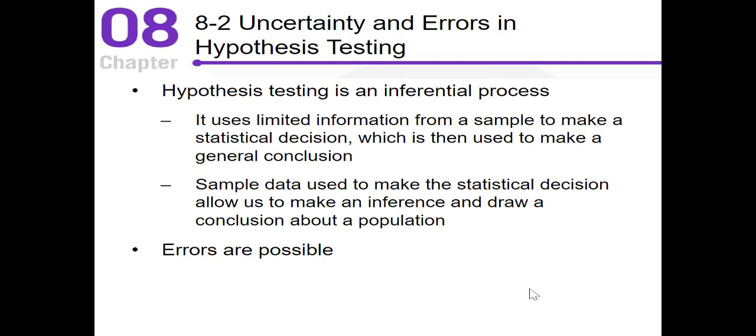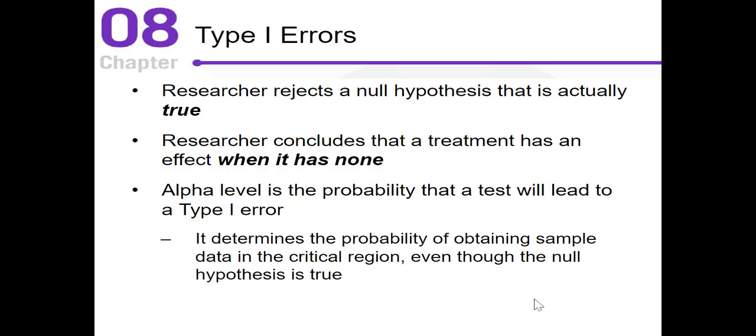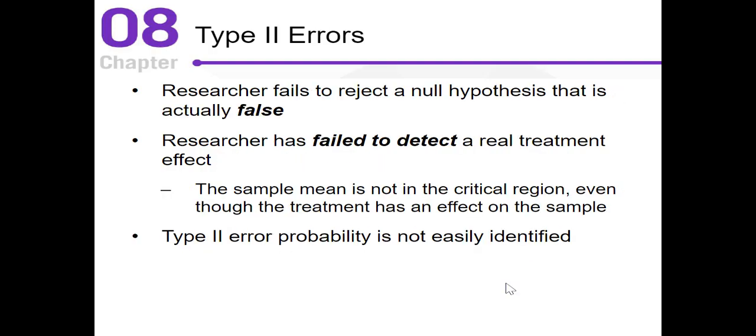But sometimes errors can indeed be possible. So a type 1 error occurs when a researcher rejects a null hypothesis that is actually true. So the researcher concludes that a treatment has had an effect when it really hasn't. So the alpha level is the probability that a test will lead to a type 1 error. It determines the probability of obtaining sample data in the critical region, even though the null hypothesis is true. So it tells us the measure of error.